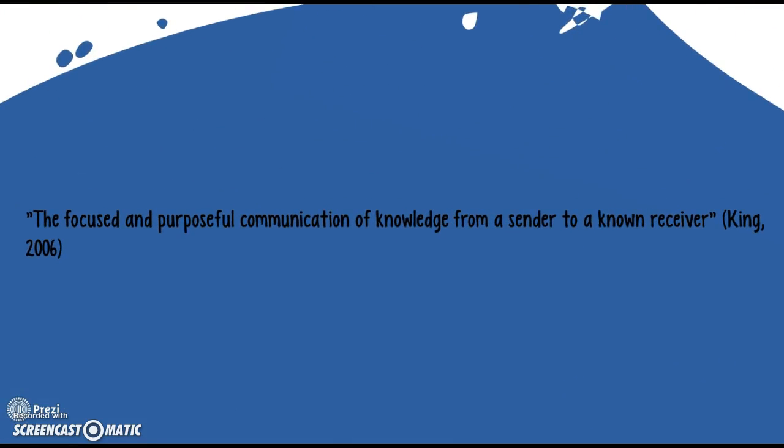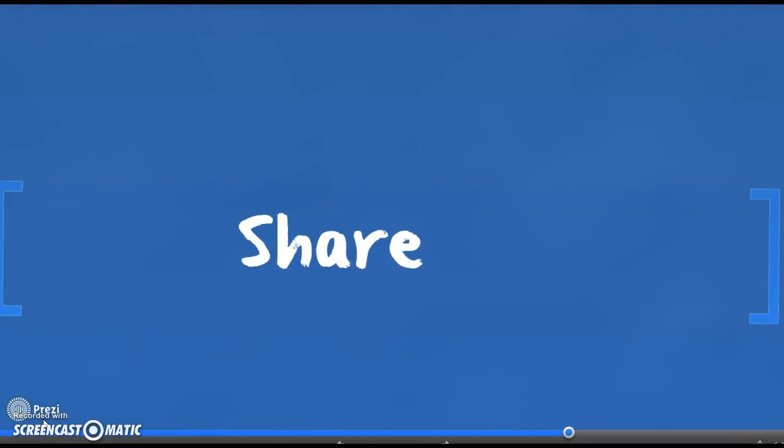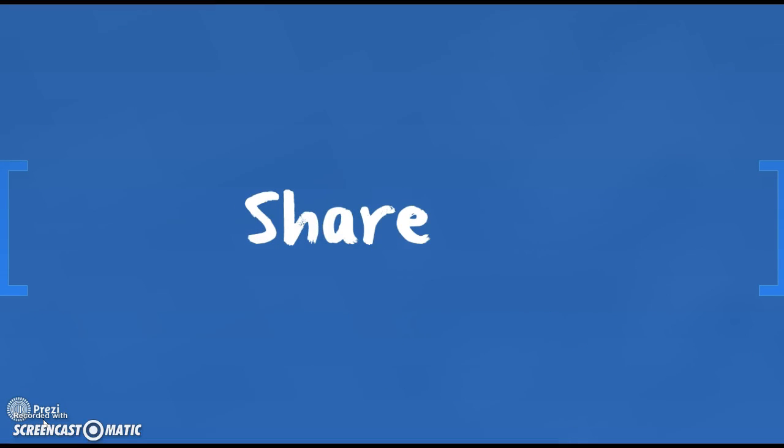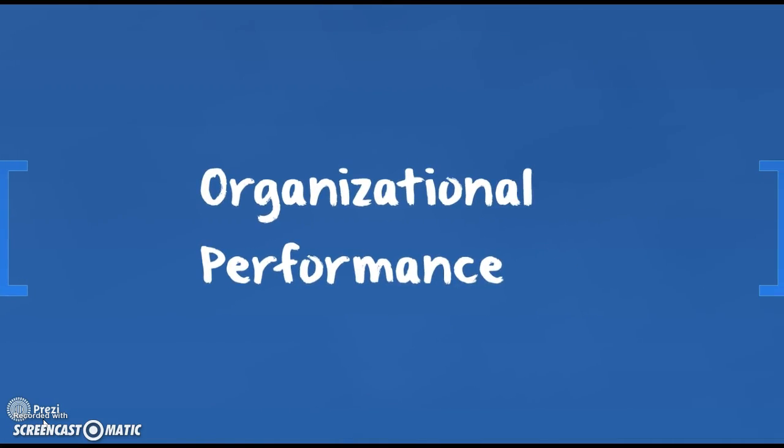Transfer. Knowledge is either transferred or shared. Transferring knowledge is defined as the focused and purposeful communication of knowledge from a sender to a known receiver. Shared knowledge is disseminated broadly through a variety of means, including databases and other repositories. Once knowledge has been transferred or shared, it is utilized by the recipient, which leads to improved organizational performance. Here, improvements or adjustments are made to the KM system, and the cycle begins anew once more.